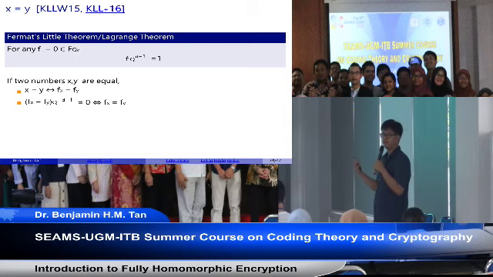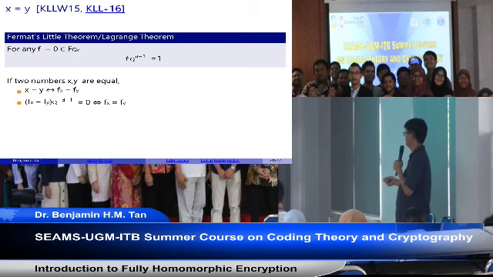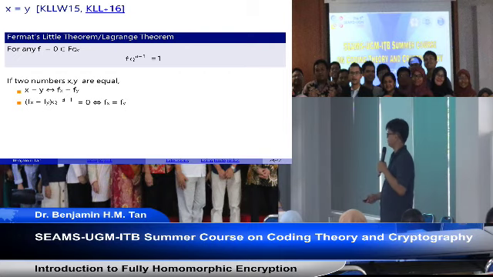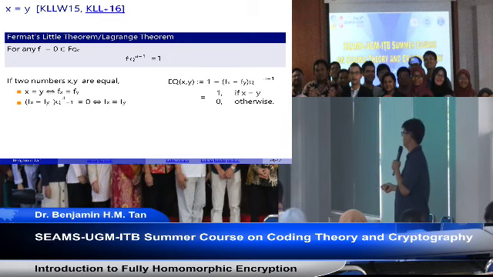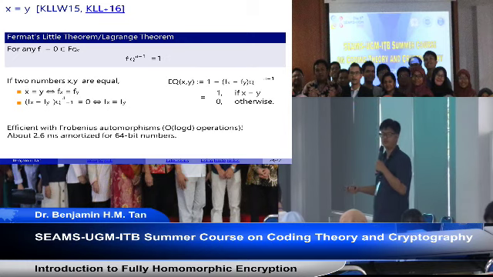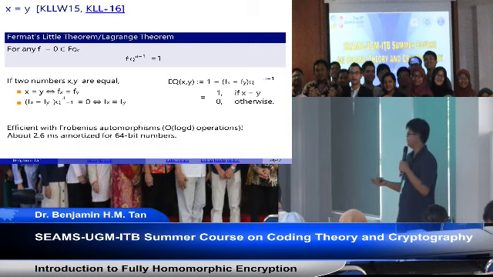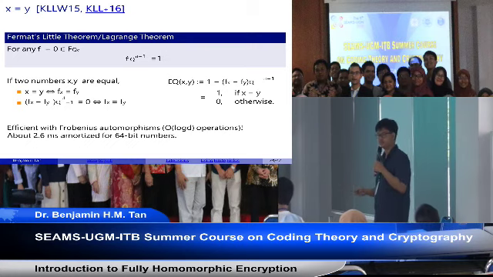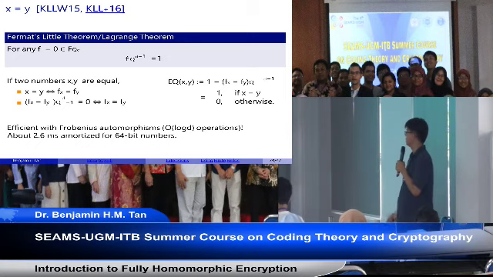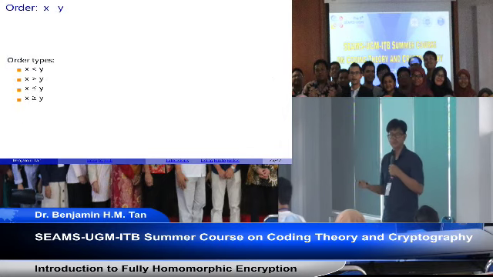So basically, we get a nice little equality test with this formula, 1 minus (f(x) minus f(y)) to the q^d minus 1. And it's actually pretty efficient. Because we could use Frobenius automorphisms, we only need a number of operations logarithmic in the degree. From my experiments, we found that we could do this in 2.6 milliseconds amortized time for 64-bit numbers, which is like what we use in our computers these days. And then from there, it's natural to think what other kinds of relations we can do.